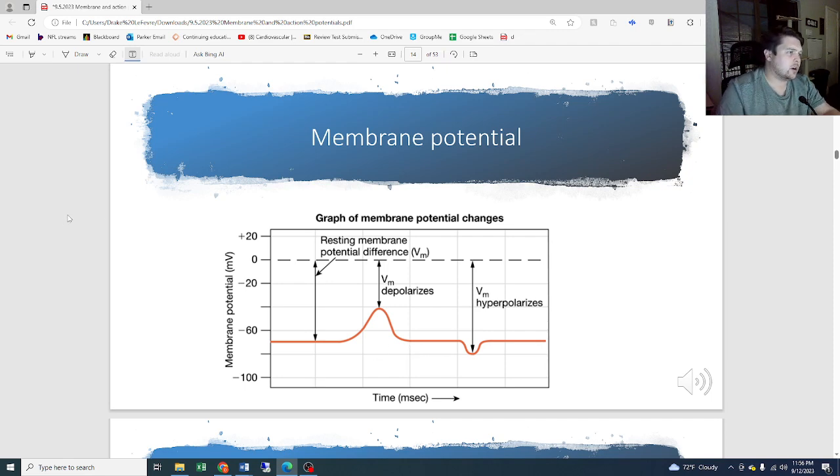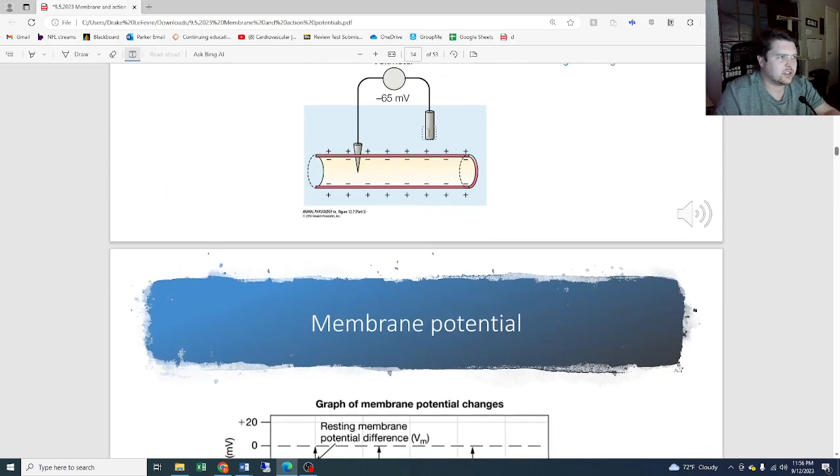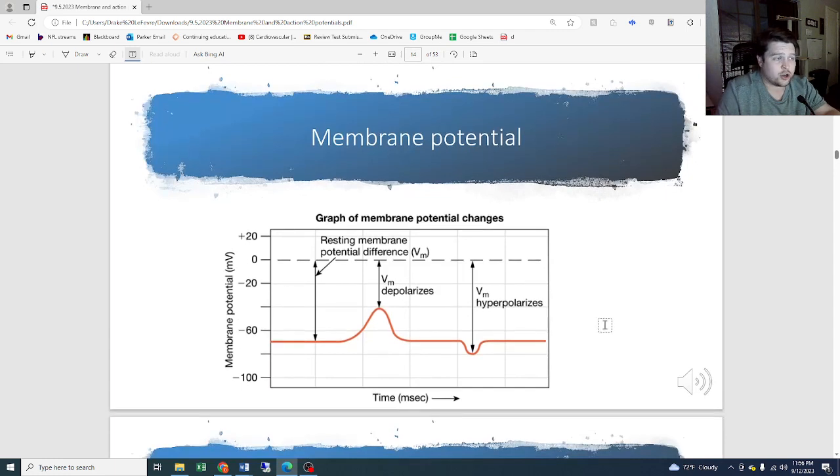The big one to remember, though, is the nerve cells. Right now, here we have this set around negative 65 millivolts. Nerve cells sit right around there, between negative 65 and negative 70 millivolts. So if you see that, that's going to be our nervous cells, our neurons.